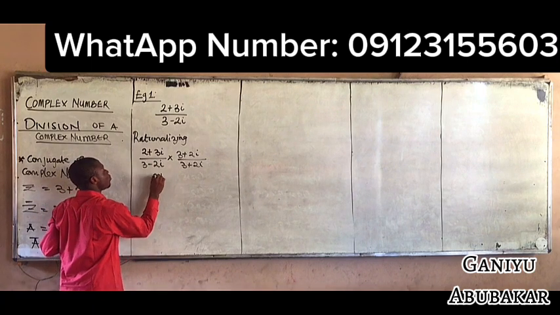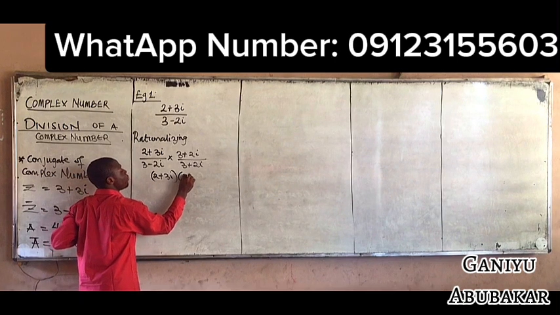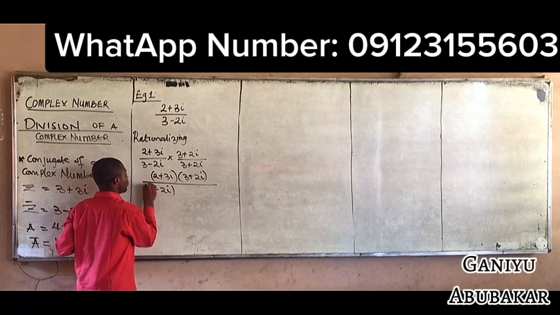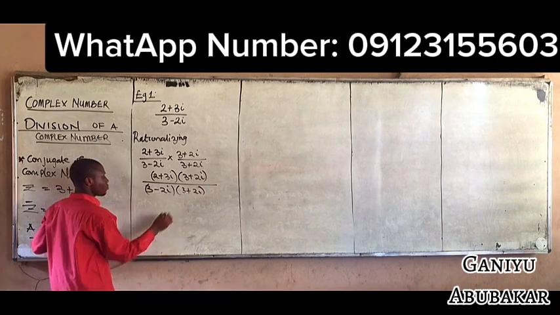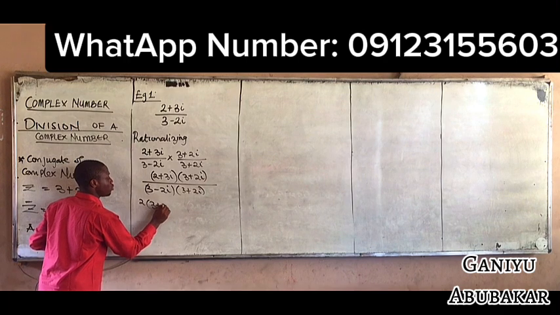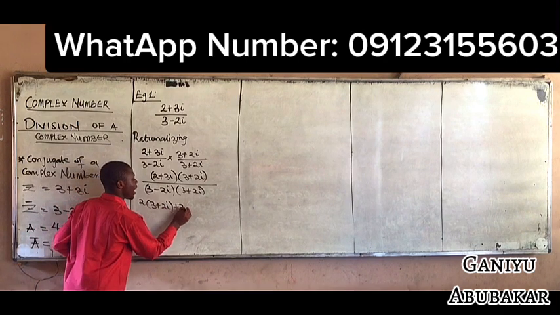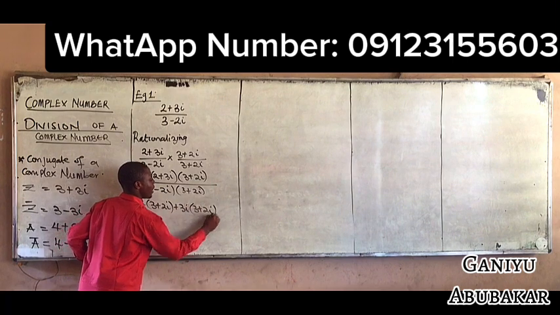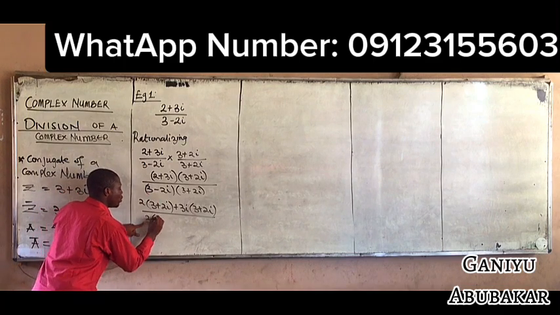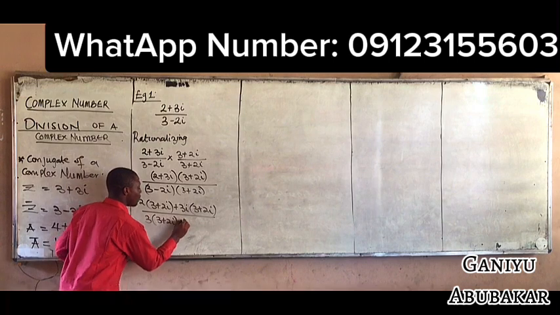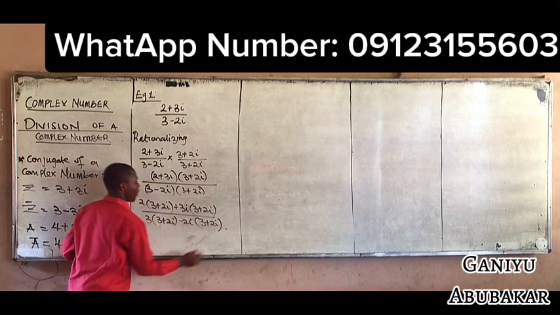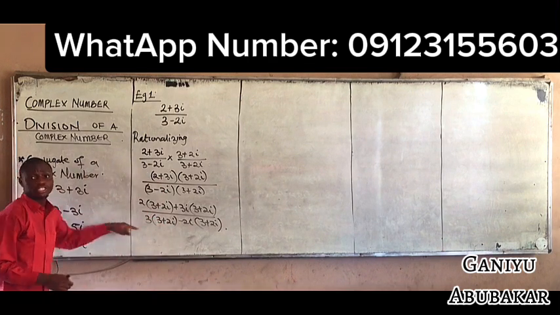Multiplying this, I'll have 2 plus 3i into 3 plus 2i, all over 3 minus 2i into 3 plus 2i. We said first, take 2 into everything here, 3 plus 2i. Next up, plus 3i into 3 plus 2i. All over, I have 3 first, into 3 plus 2i. Next up, minus 2i into 3 plus 2i. Right here. So at this point, expand numerator and denominator.